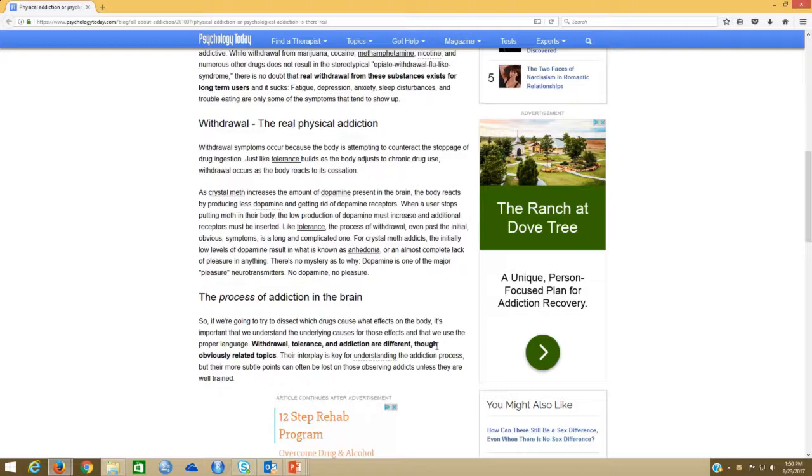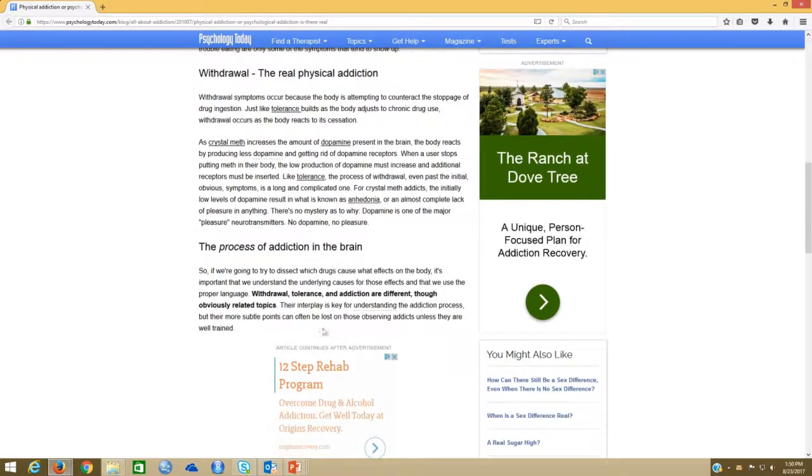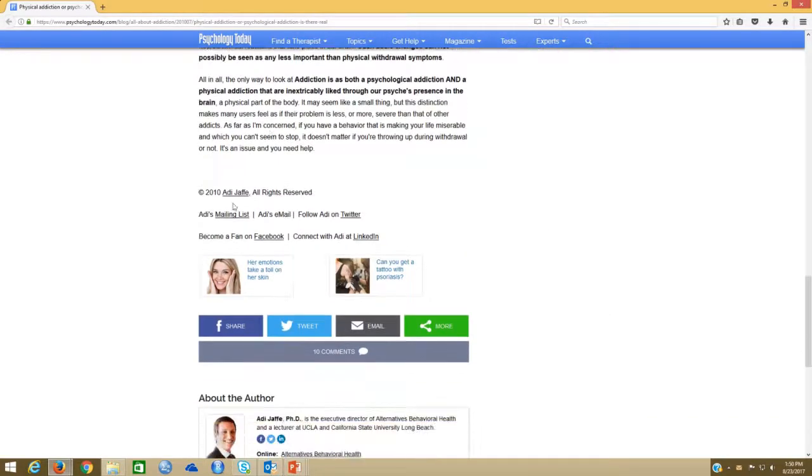At the end, I would just point you to this sentence he has at the very end of his article: as far as I'm concerned, if you have a behavior that is making your life miserable and which you can't seem to stop, it doesn't matter if you're throwing up during withdrawal or not. It is an issue and you need help.